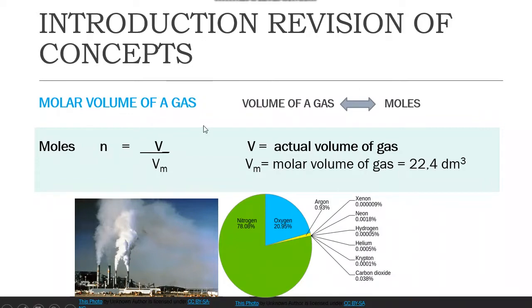Right, the next one is if the quantity is a gas, we have to use the molar volume of a gas. And the molar volume of a gas is n equals the actual volume of the gas, and we divide it by the molar volume, 22,4 decimeters cubed, and that is the standard that 1 mole of any gas occupies. So you use that as the standard at the bottom, and you're able to calculate how many moles you have in the actual volume of gas that you're given.